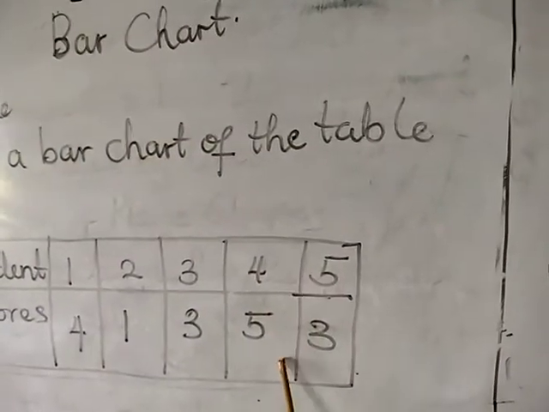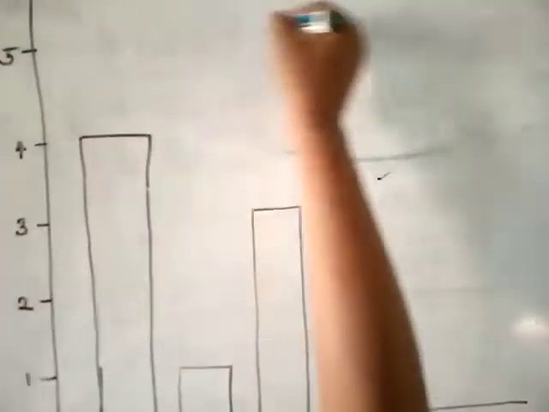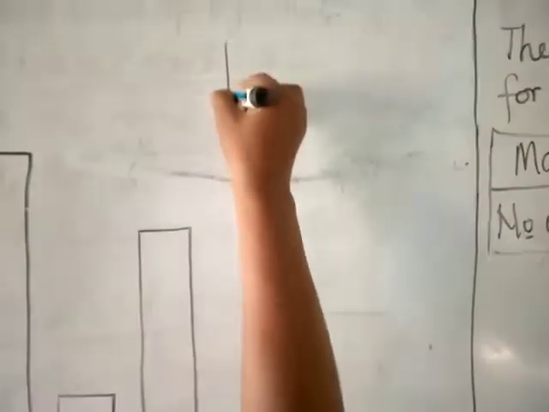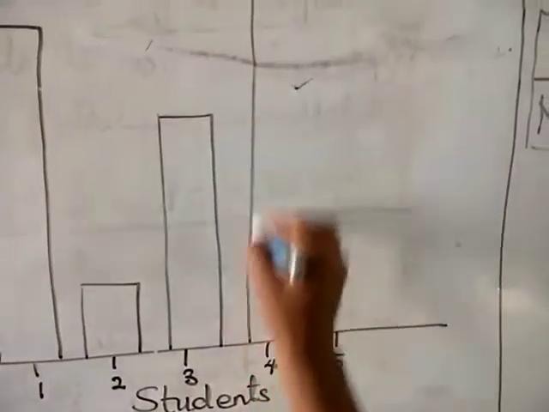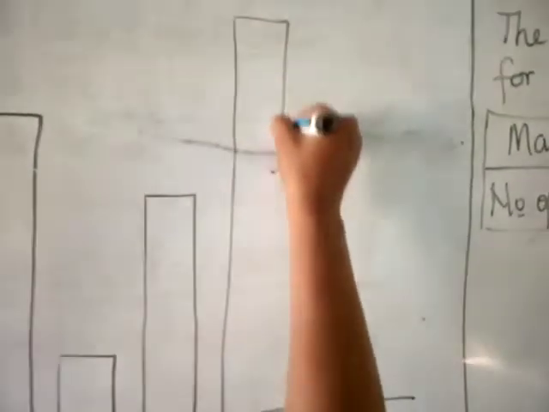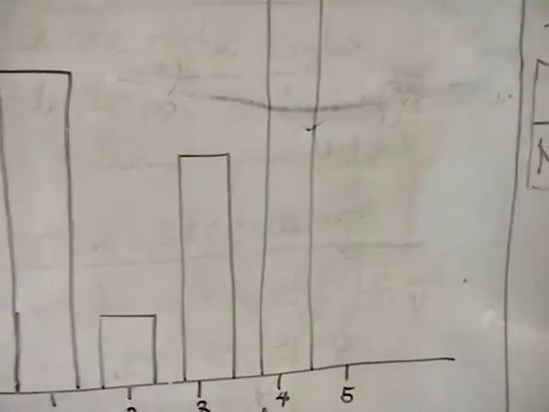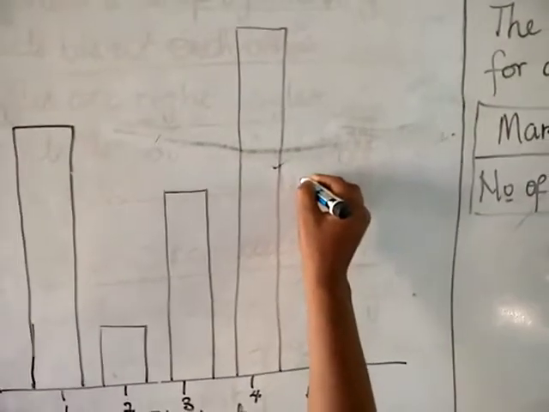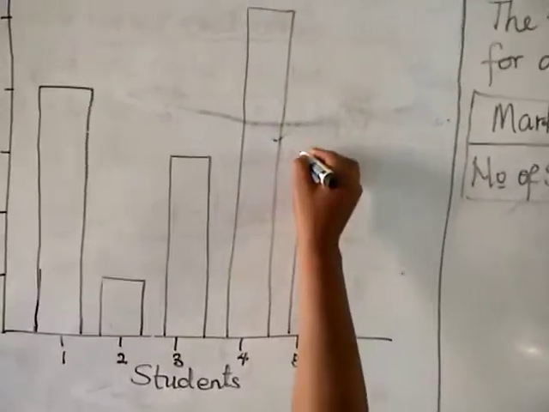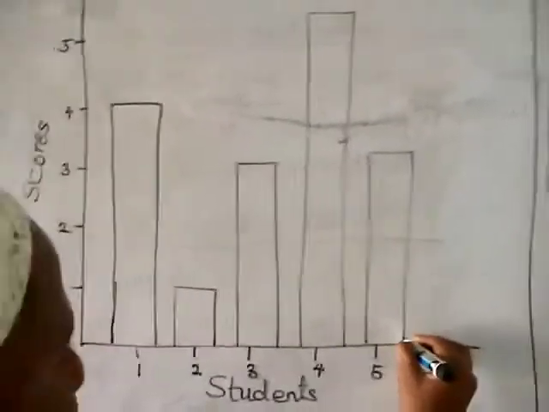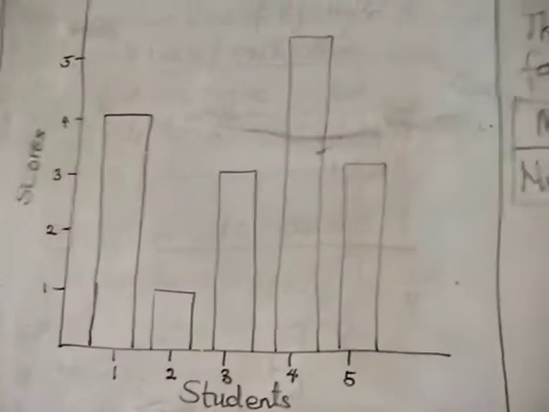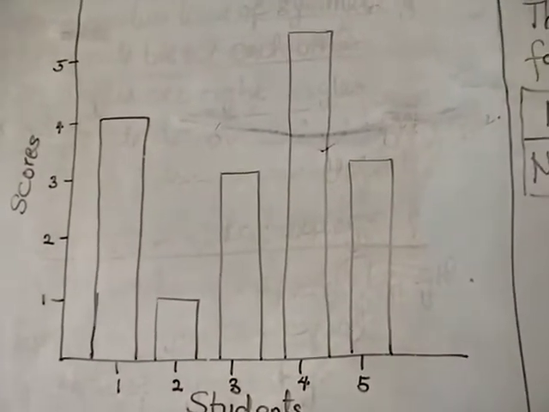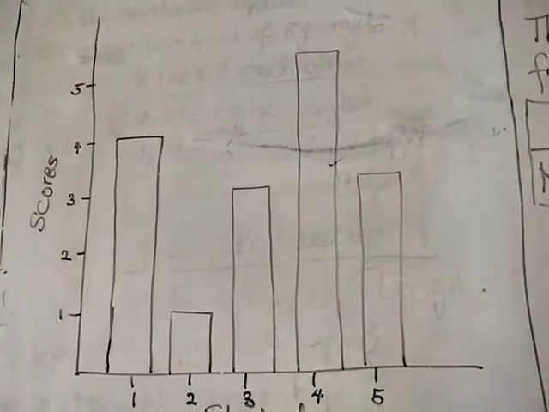Three students scored 3 marks. 4 students scored 5 marks. This is where our 5 is. And 5 students scored just 3 marks. This is where our 3 is. Good. I hope as I was drawing, you were practicing along. Thank you. Now you can see that this is how a bar chart should go.